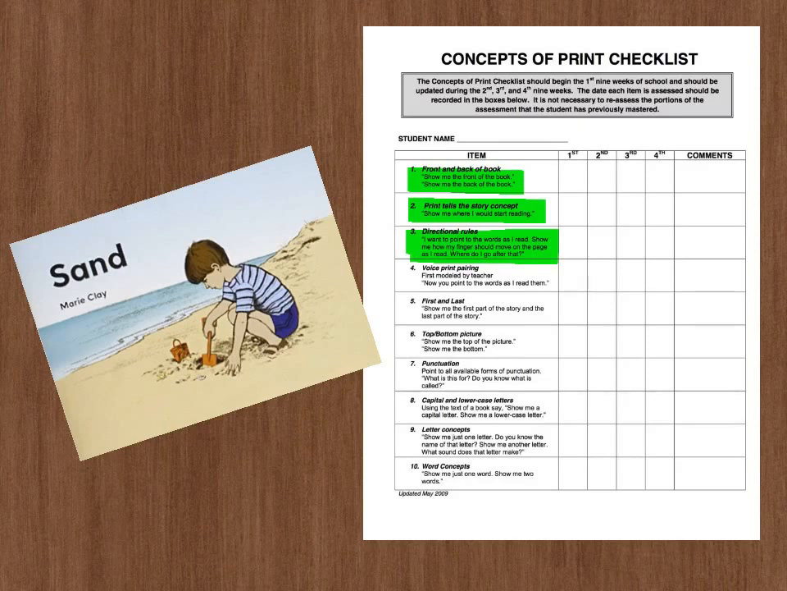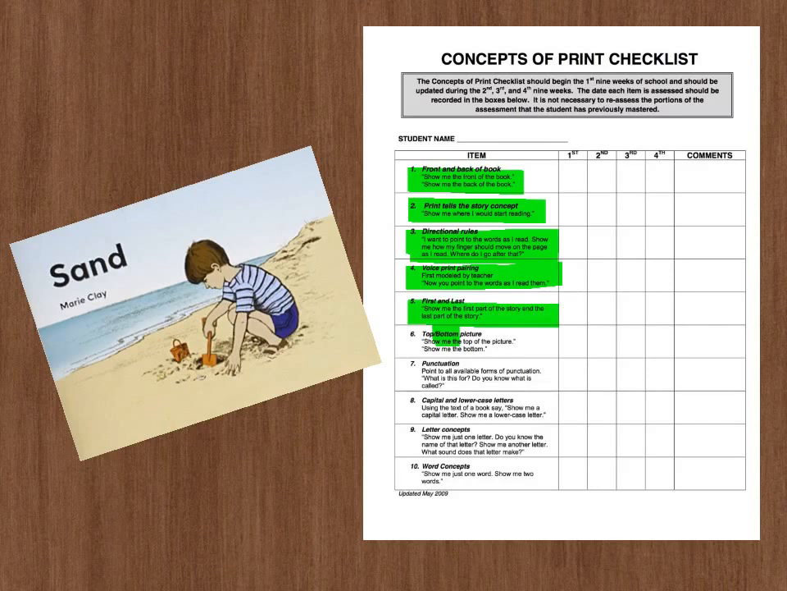Number 4 is first modeled by the teacher. So you will read some words and point to the words as you read them. Then you'll say to the student, now you point to the words as I read them. Number 5, ask the child to show me the first part of the story and the last part of the story.